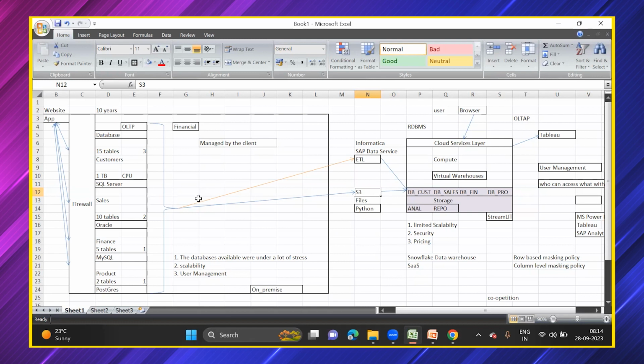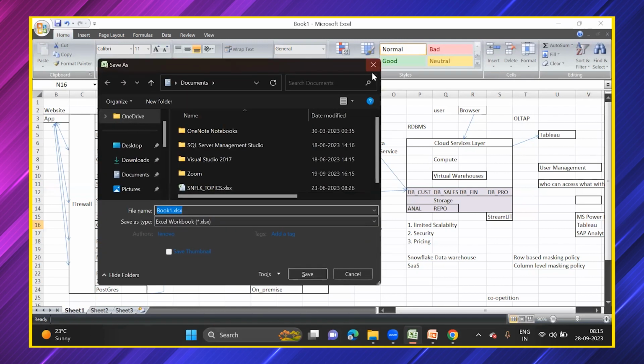Let us say one more scenario. Your database extract is being taken in the S3 bucket in CSV format, but you want to change the format, let us say from CSV to Parquet, or CSV to JSON. This file conversion can also be done using Python code in the S3 buckets. So there are a lot of different use cases for which companies are using Python as well.